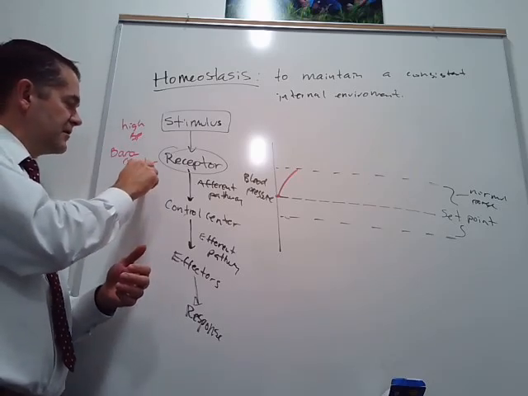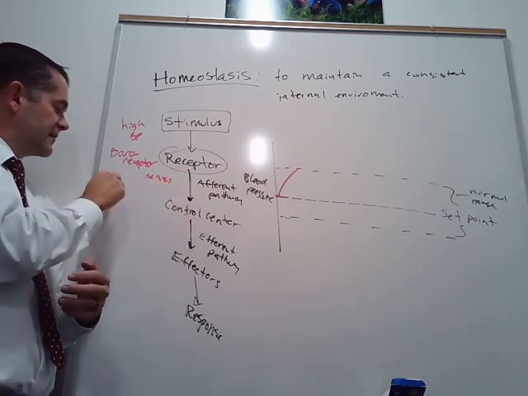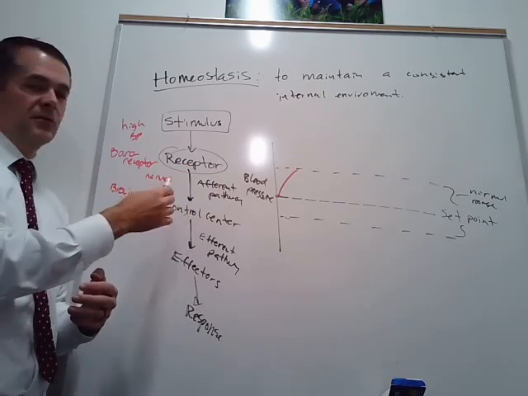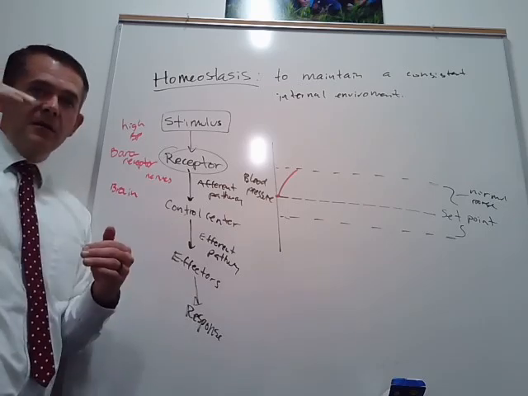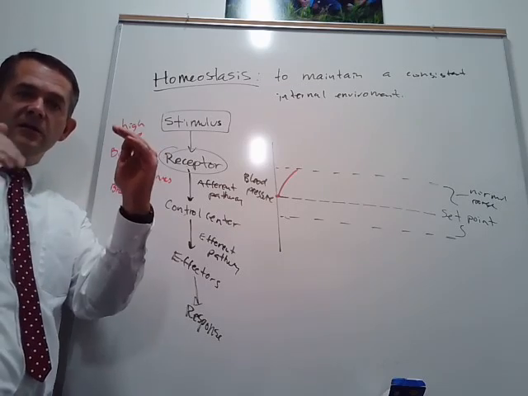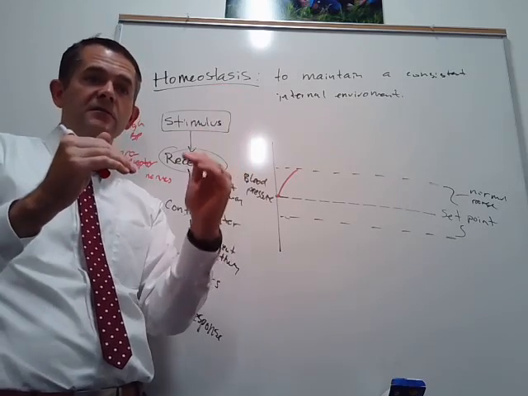Then, through some neurons, or let's say just nerves, through an afferent pathway, it talks to the brain. Again, you'll learn this in Bio 265, but anyway, it talks to the brain, and the brain says, okay, blood pressure's here, it's too high, where it should be here. So what are we going to do to lower it, right?